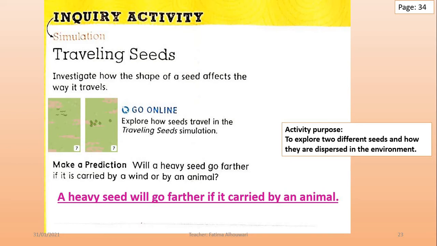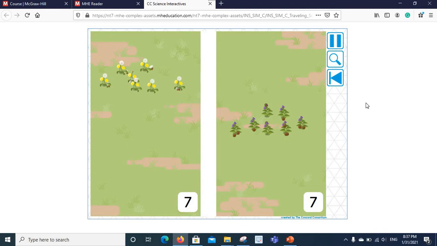Let's see the simulation. You can find the link of this simulation in the description of this video. Here we have two different types of plants. Each plant has seeds with different shapes. What happens when nothing helps the seeds travel? What do you think, grade 2? In this part, we have 7 plants of this one. And here we have also 7.